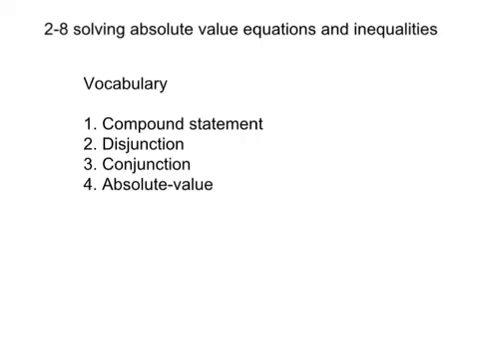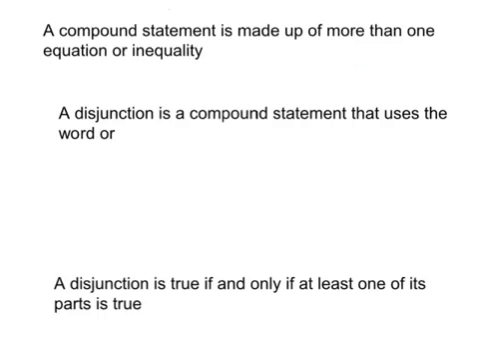Today we're looking at section 2.8, solving absolute value equations and inequalities. If you remember inequalities: greater than or equal to, less than or equal to. Those are all inequalities. There are 4 vocabulary words: a compound statement, a disjunction, a conjunction, and absolute value. A compound statement is made up of more than one equation or inequality. Think compound, things that are put together, more than one thing put together. A compound statement can be a disjunction or a conjunction.